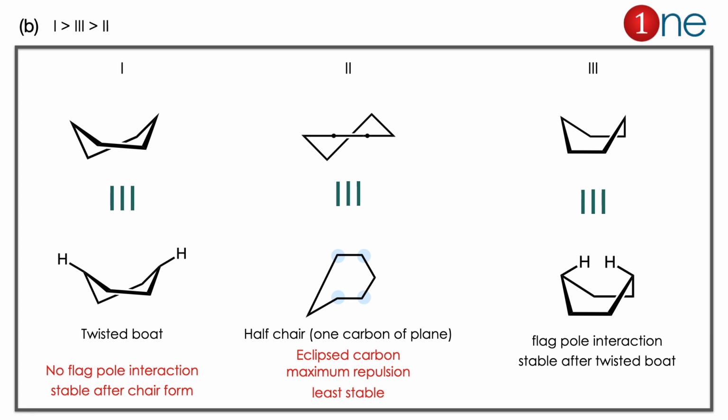The second structure is actually given with a twist. If you redraw nicely, it's a half chair form. Normal cyclohexane with one carbon above the plane, so all the other carbons are eclipsed. Maximum repulsion you can observe, so it is the least stable. So the first one is more stable, then comes the third, finally comes 2. The concepts you have to learn here are that flagpole interaction and steric repulsions are important. Flagpole interaction can be avoided by the twist boat. Half chair form is least stable.